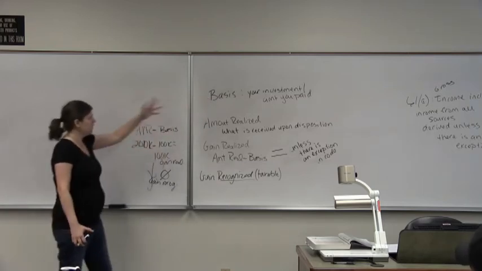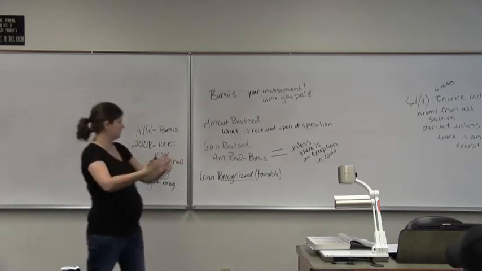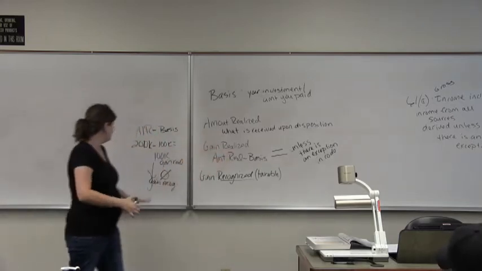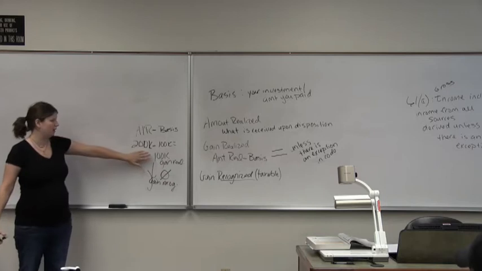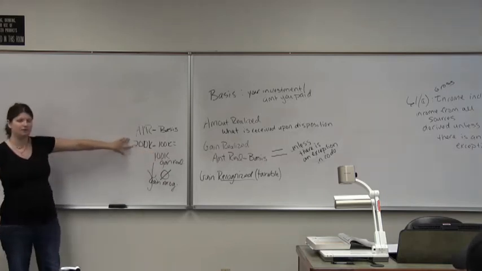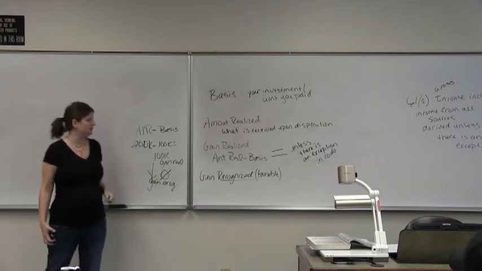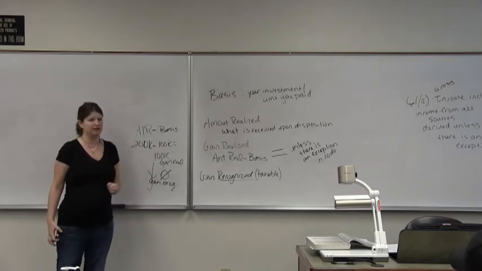So, for example, continue with this example. I gift Jessica this house. It has a basis to me of $100,000, and at the time I gift it to her, it has a fair market value of $200,000. What do you think Jessica's basis should be in this gift?